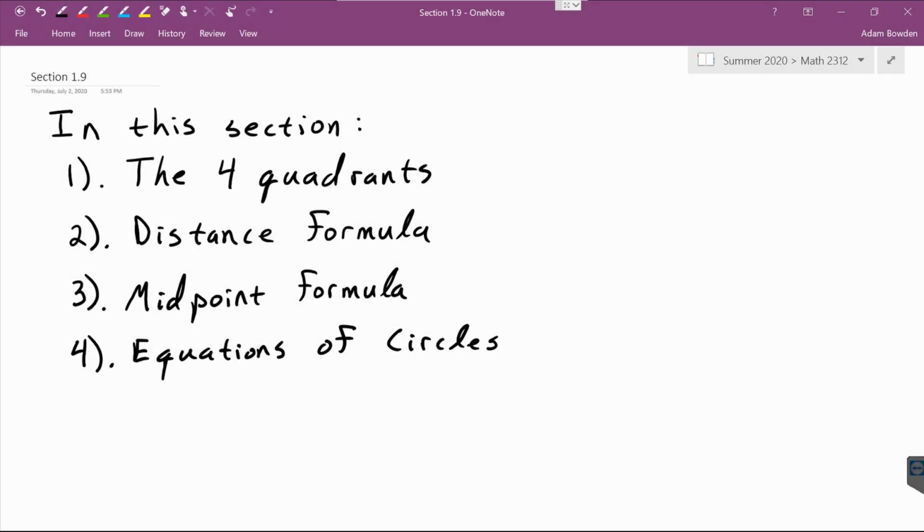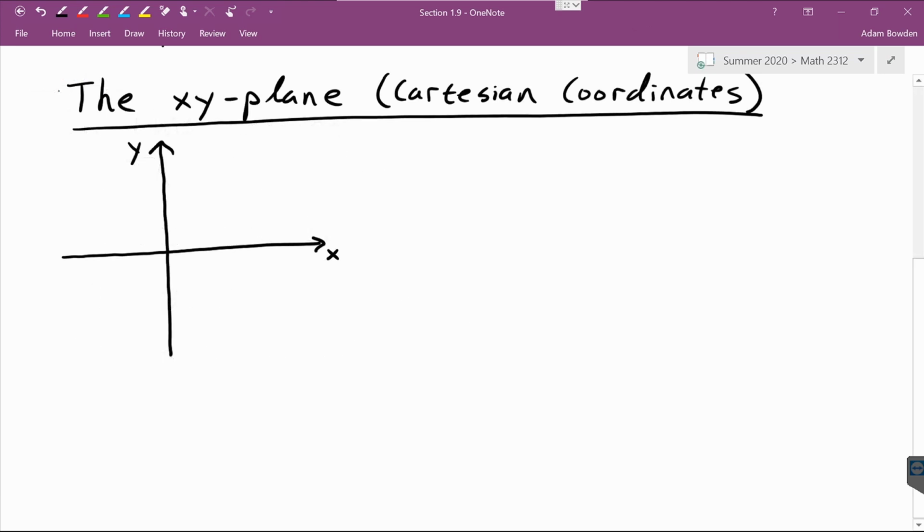In this section, we're going to cover these four different topics, starting with discussing the four quadrants in the XY plane, the distance formula, the midpoint formula, and the equations of circles. And so to start off, let's look at the XY plane. Sometimes this is referred to as using what are called Cartesian coordinates. And these are sort of the standard modern coordinate system that's used in a lot of graphing situations.